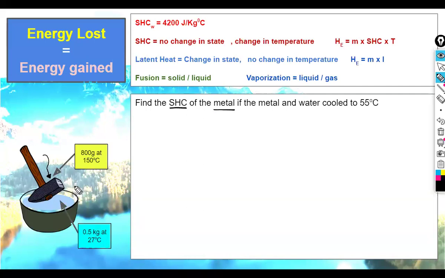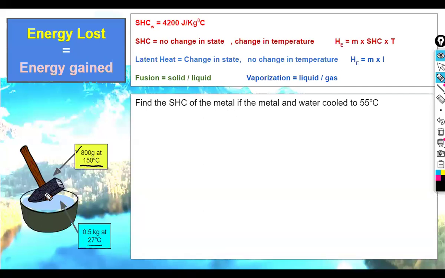Let's use your imagination here. Let's say that you have a pot of water, right? The pot of water is close to room temperature. It's 27 degrees Celsius. You can see it on the screen here. The water is initially at 27 degrees Celsius, and it's about half a kilogram of water. What you are going to do is take a piece of metal, the strange metal, 800 grams of that strange metal, which is at 150 degrees. So it's warmer than the water.